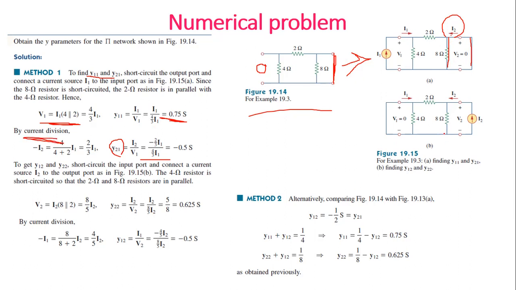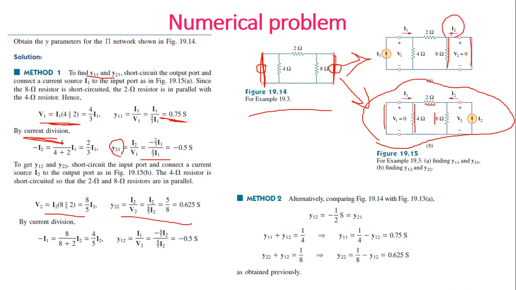Similarly, for the second side, we have to obtain Y22 and Y12. For that, we short circuit the input terminal and connect a source to the output port. That is given in this diagram. Again, if this is short circuited, this will also act as a short circuit. Now this 2 ohm and 8 ohm are in parallel. So V2 is equal to I2 into 2 ohm parallel with 8 ohm. That is what is given here. So we can obtain Y22.